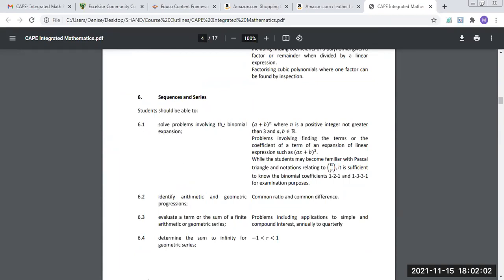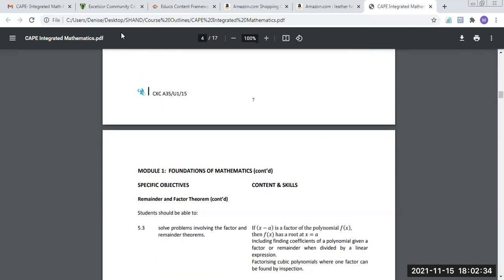It says solve problems involving the binomial expansion, a plus b to the n where n is positive, not greater than 3. This is important. So I will do questions up to 3, meaning the power is 1, 2, or 3, but nothing greater. Problems involve finding the terms or the coefficient of a term in the expansion of x plus b to the third power. Students may be familiar with Pascal's triangle and notations related to nCr. It is sufficient for them to know the binomial coefficients 1, 1; 1, 2, 1; 1, 3, 3, 1 for examination purposes.